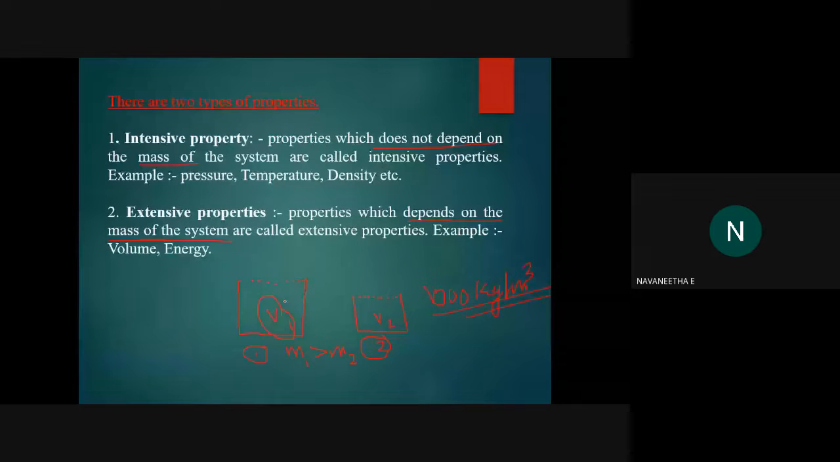Density is a constant thing, 1000 kilogram per meter cube for water. So there is no change in density if there is a change in mass. The density will not depend upon the mass of the system. Also in the case of temperature and pressure, there is no change while changing the mass of the system. Okay, is it clear? Yes, miss. Intensive and extensive property.